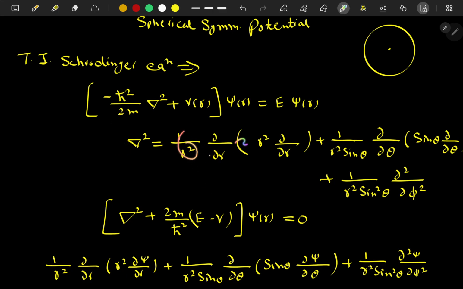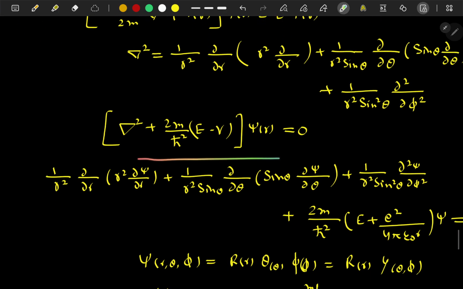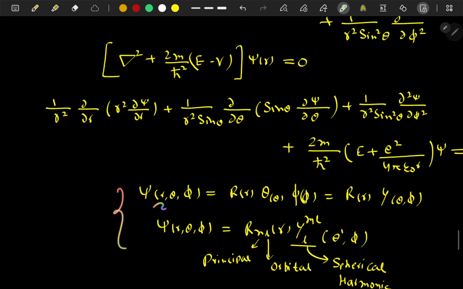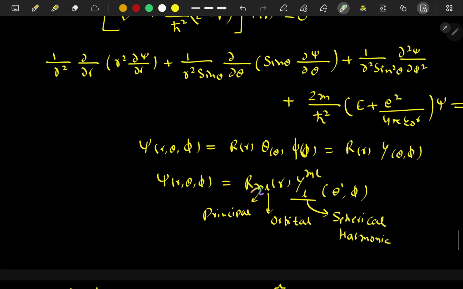So 1 upon r square del by del r, r square del by del r, plus 1 upon r square sin theta del by del theta, sin theta del by del theta, plus 1 upon r square sin square theta, del 2 psi upon del phi square. So here put this, and from the variable separation method the wave function can be written in R and Y form. So R is the radial part and Y_lm is the spherical harmonic; we call it spherical harmonics. Similarly, n is the principal quantum number, l is the orbital quantum number.